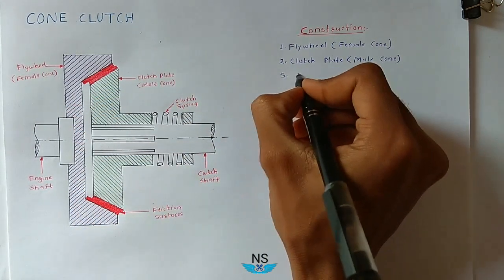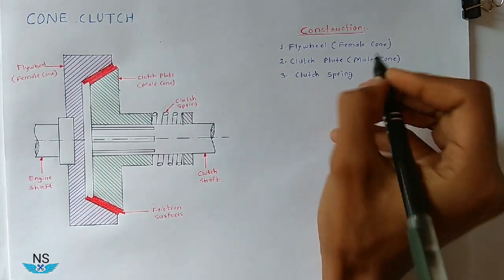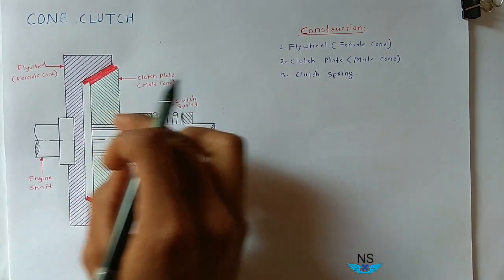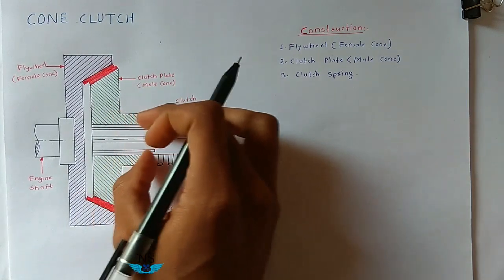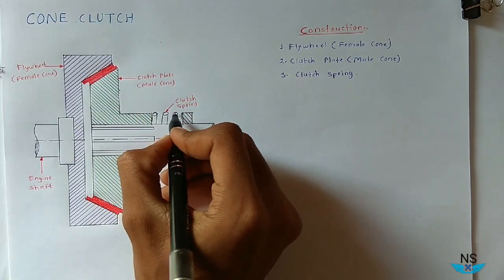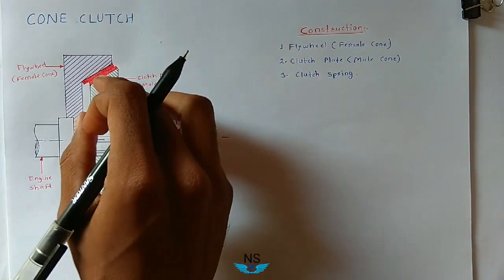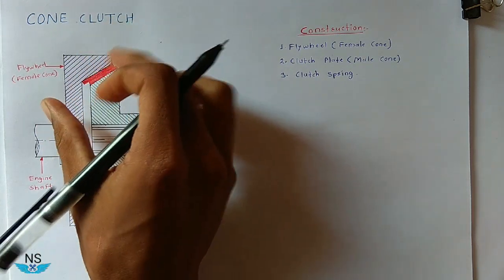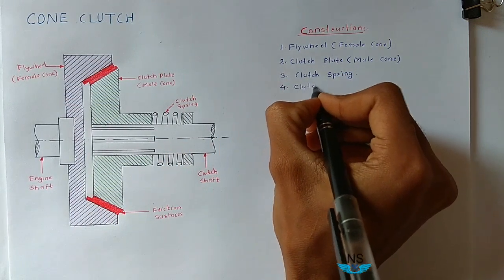Now, third one is clutch spring. This is a clutch spring. So the clutch plate is axially mounted. Clutch spring exerts a spring force on clutch plate and keeps the clutch in engaged position. So this clutch spring exerts a force on this clutch plate so that this flywheel and clutch plate get engaged together.